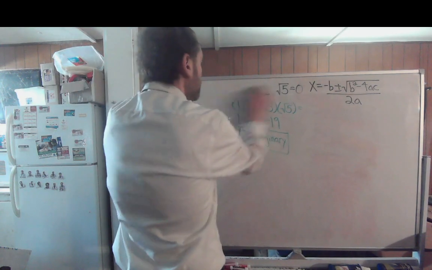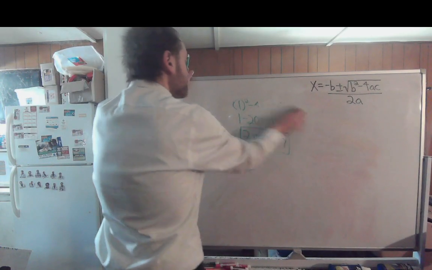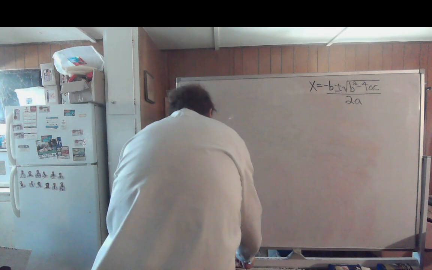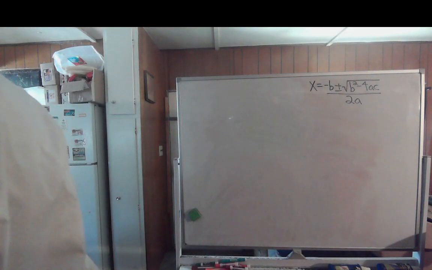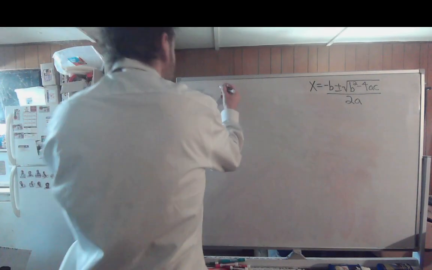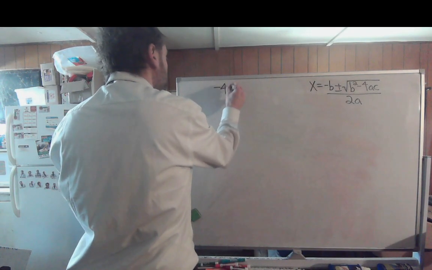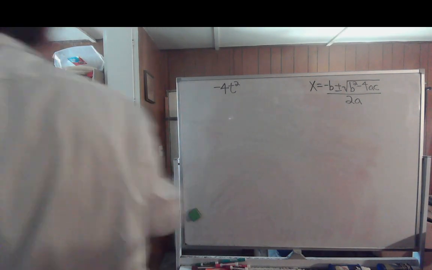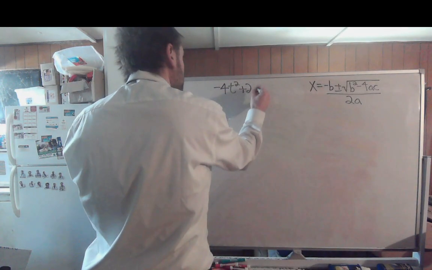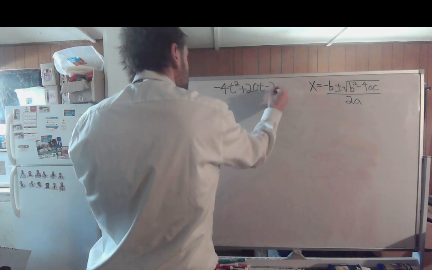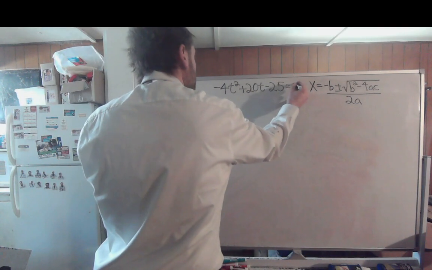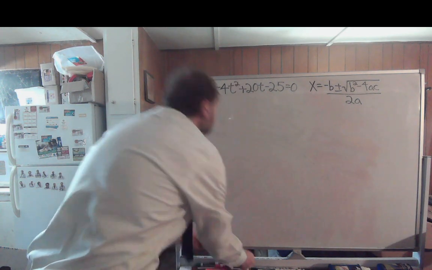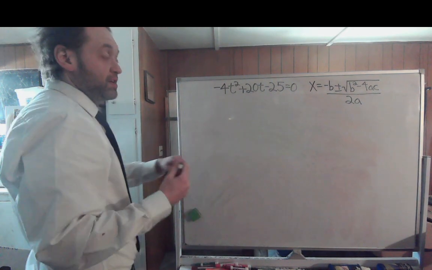And I got one more and we're done. Alright. Negative 4t squared plus 20t minus 25 is equal to 0. So we have negative 4t squared plus 20t minus 25 equals 0.